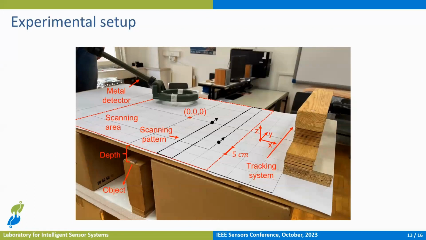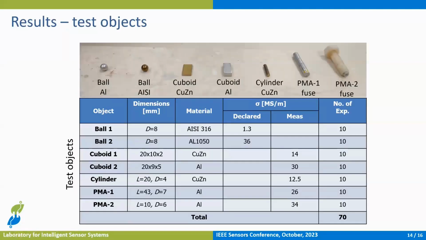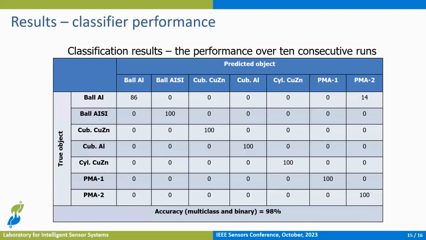Experimental setup. Here's the experimental setup that we use. The metal detector is swept over the scanning area, and we put the object at a depth of 5 centimeters. And this is a tracking system that tracks the search head during the motions. Test objects that we used include objects of different shapes, sizes, and material properties. All are non-magnetic objects. We did 70 experiments in total, so 10 experiments per object.